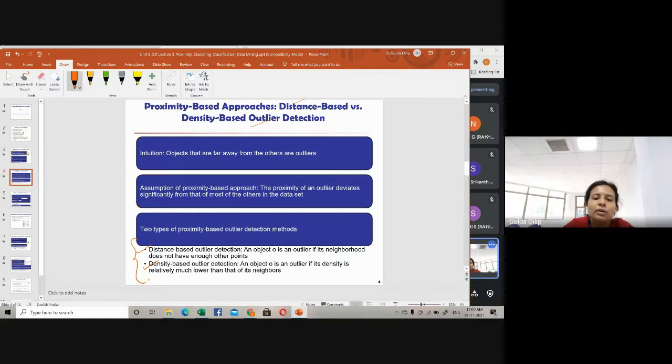Whereas density-based outlier detection investigates the density of an object with respect to that of its neighbors. A point gets treated as an outlier if its density is relatively lower than that of its neighbors. An object will be identified or marked as an outlier if the density is lower than that of its neighbors. So that's the concept of the density-based outlier.